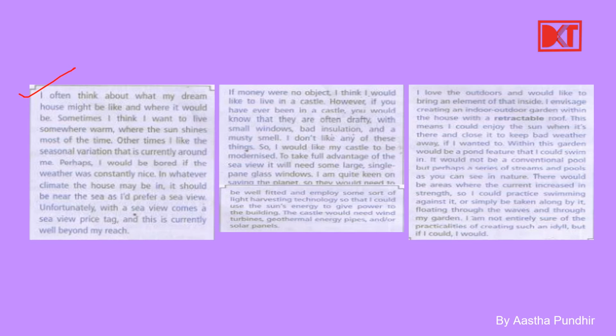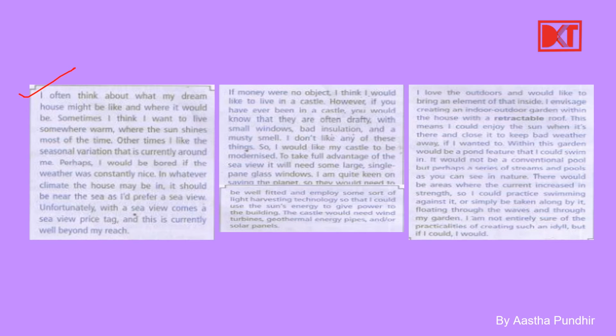There would be areas where the current increased in strength, so I could practice swimming against it, or simply be taken along by it, floating through the waves and through my garden. I am not entirely sure of the practicalities of creating such an ideal, but if I could, I would.